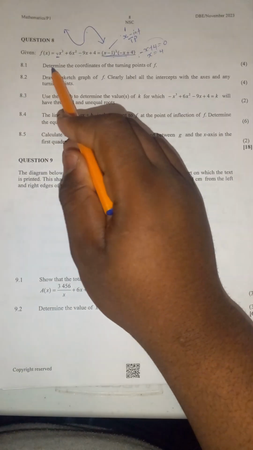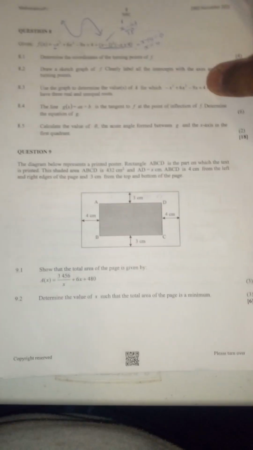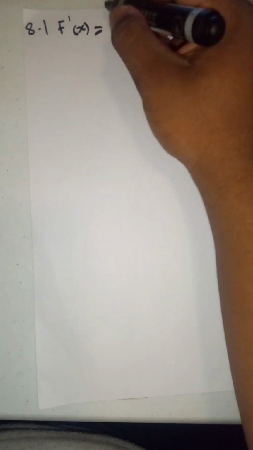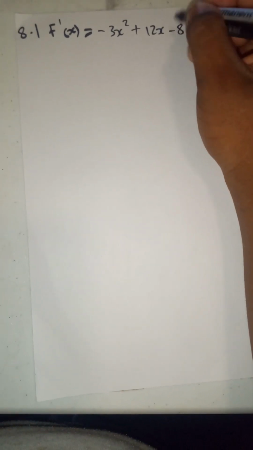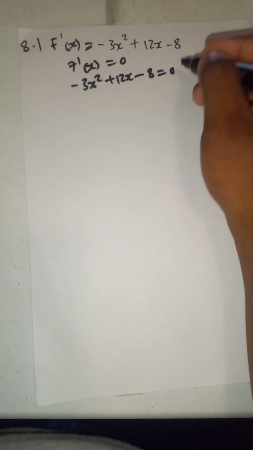The first question says determine the coordinates of the turning point of f. They want the turning point, and you know that when they're talking about turning points, that's where everybody becomes safe, because you simply do your first derivative. So 8.1, the first derivative of f of x is equal to negative 3x squared plus 12x minus 9. But we know that the first derivative is equal to 0. So negative 3x squared plus 12x minus 9 is equal to 0.